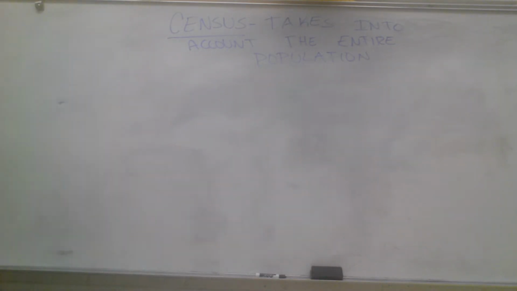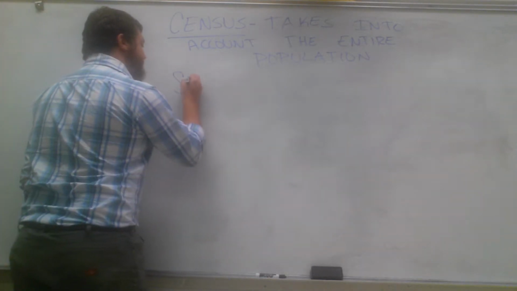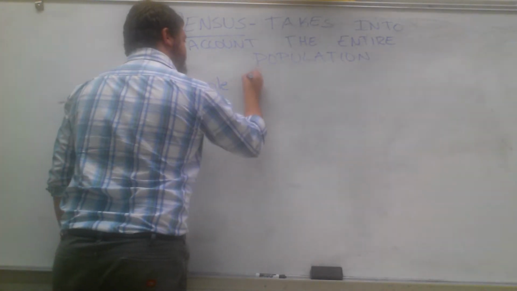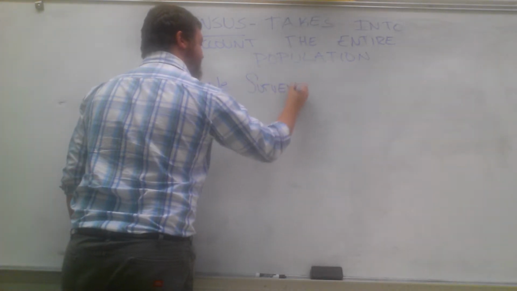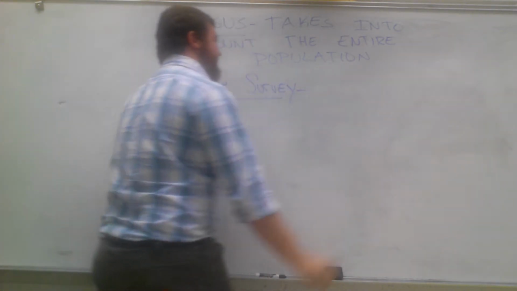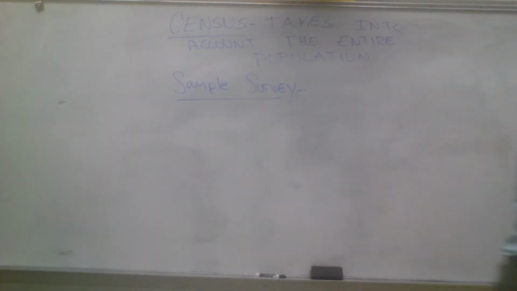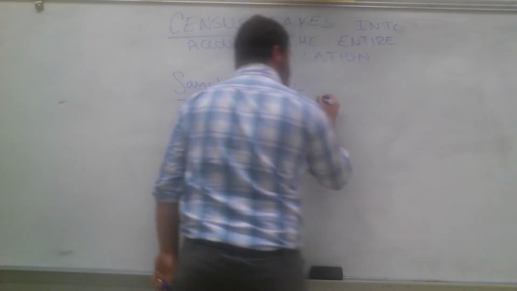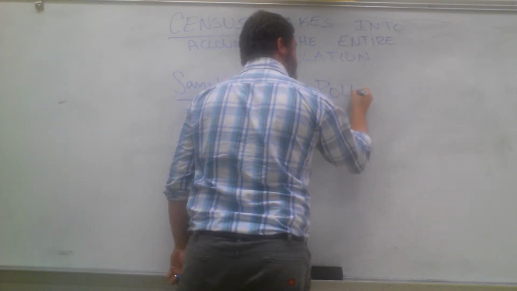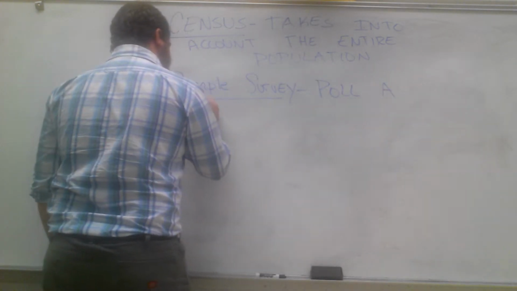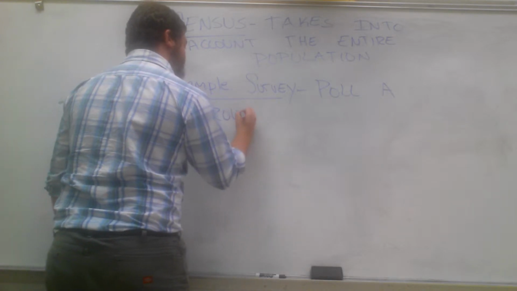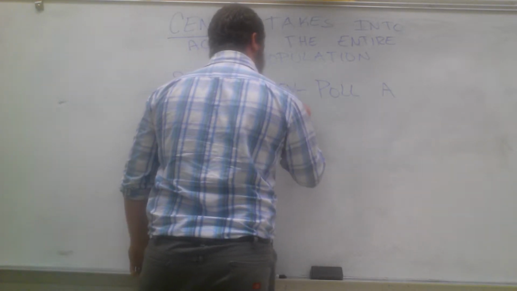Okay. The next version, okay, is we do a sample survey. Okay. Sample survey. So now, same question. Okay. We're going to figure out the heights of females in America. Instead of asking every female, you poll a group from the population.